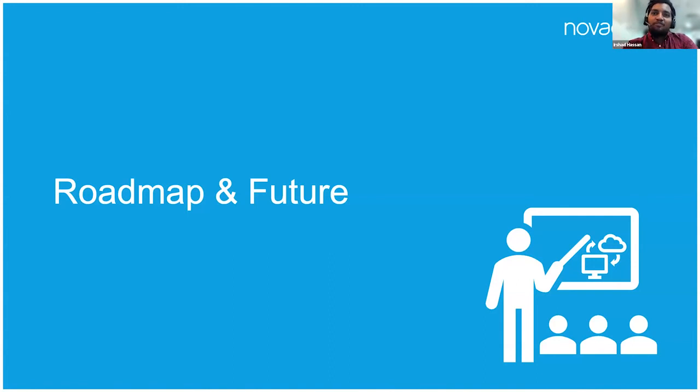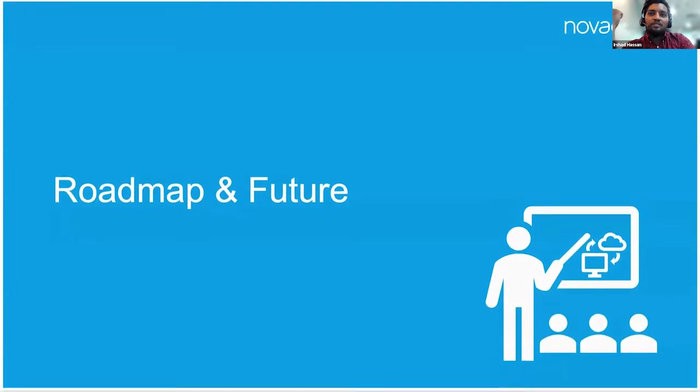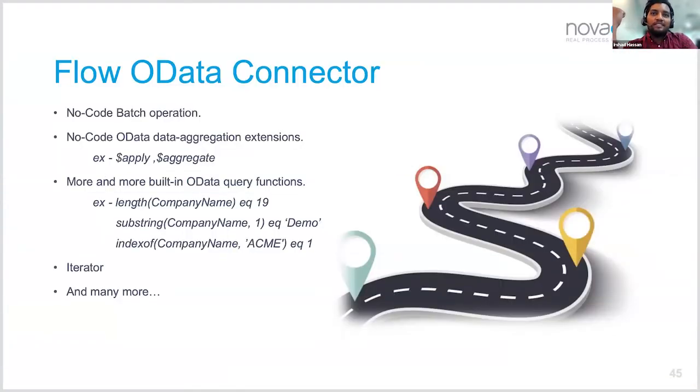We've talked about what we have now, so let's talk about the roadmap and the future. We are working on these new features right now. We are working on a no-code batch operation. We have support for batch operations via code, but we are working on a no-code solution. We are also implementing more and more built-in OData query functions, and an iterator where you can loop through a set of records and perform the same OData call. We have an extensive backlog of OData connector features that we are currently working on, and you will be seeing the new features in the near future, mostly in the coming months.